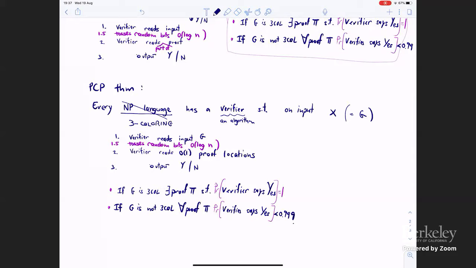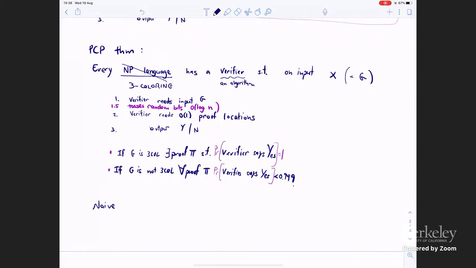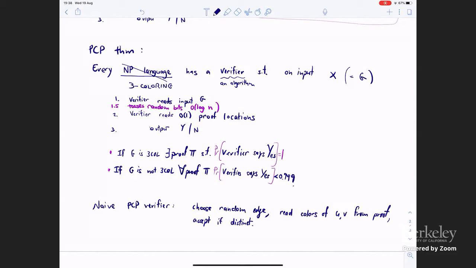So this is the PCP verifier, except that there is a problem with it. I would say that this is a naive PCP verifier. Choose a random edge. Read colors of the endpoints from the proof, and accept if distinct, if the colors are different. This naive PCP verifier would work on graphs that are not of the type in the example I gave in the beginning, graphs that are not brittle, graphs where if they are three colorable, fine, there is a three coloring, there's no problem.